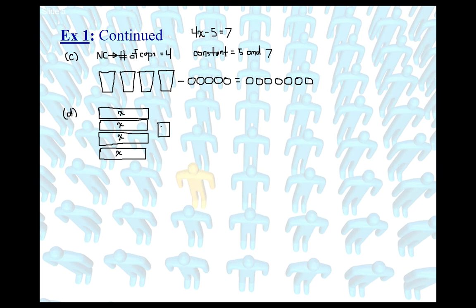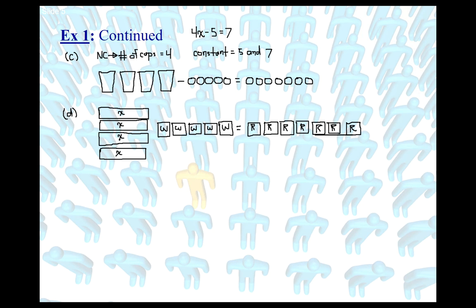We have 1, 2, 3, 4, 5, and that's equal to, so on the right-hand side, it's 7. So that's implied to be positive 7. So positive constants would be red squares. Therefore, this would then be 1, 2, 3, 4, 5, 6, 7.